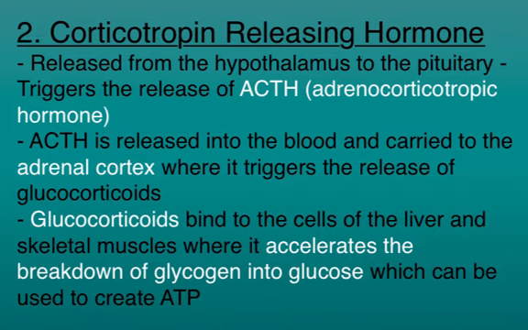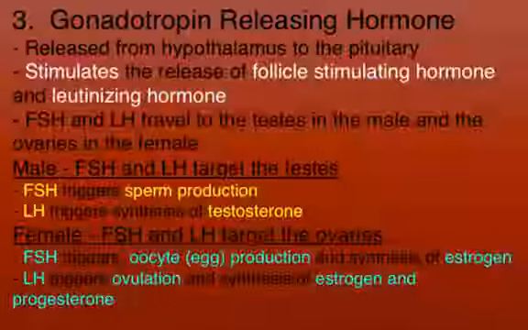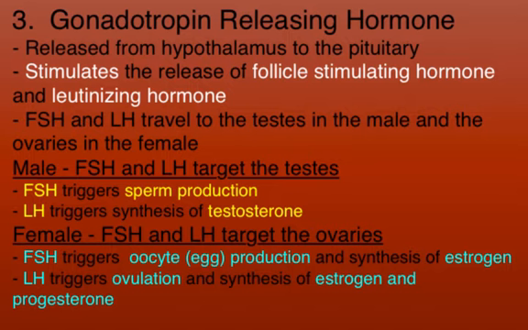These glucocorticoids are involved in controlling the breakdown of stored nutrients for energy use. When released from the adrenal cortex, glucocorticoids enter the blood and travel to cells within the liver and skeletal muscles, where they accelerate the breakdown of glycogen into individual glucose molecules, which the cells of the body can use to create ATP.